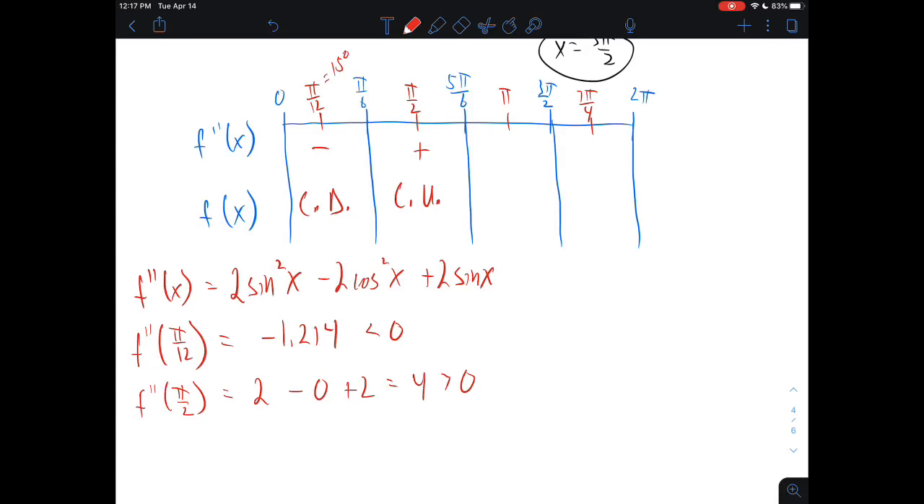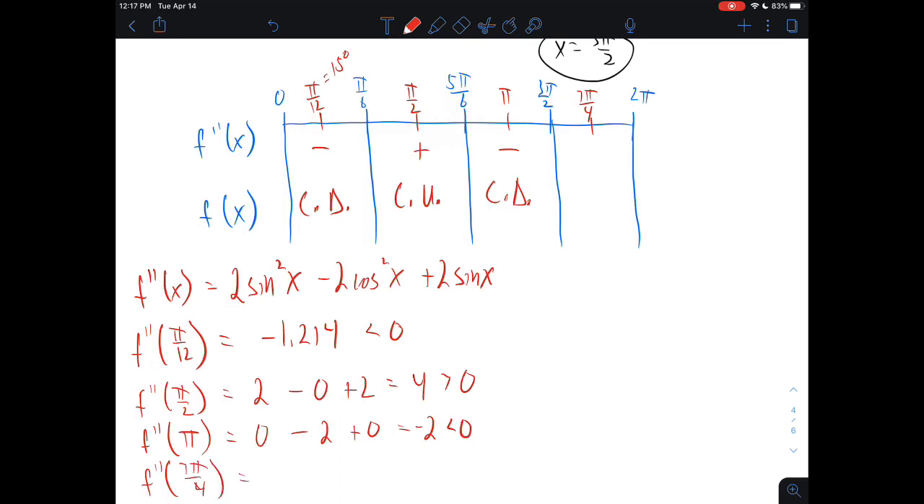And then for the next interval, second derivative evaluated at pi, sine of pi is 0, cosine of pi is negative 1, but negative 1 squared is 1, so this still turns into minus 2, and then plus 0, that's negative 2, which is less than 0, so I get concave down for the next interval. And then finally the second derivative evaluated at 7 pi over 4.